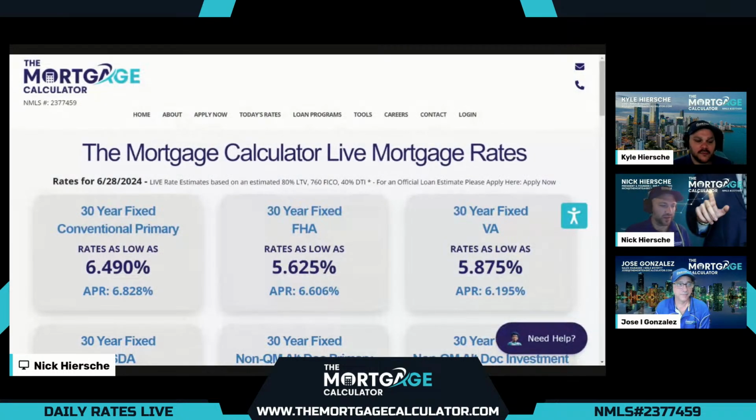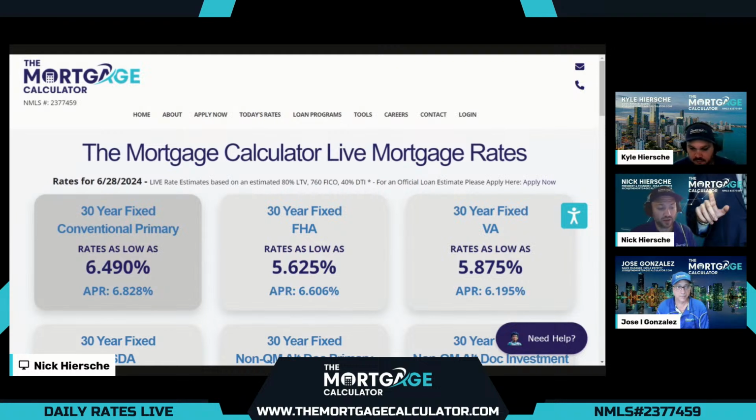All right, so some good news this morning, at least for rates. We saw yesterday and this morning that some of the rates are continuing to go down, and we see that reflected a little bit in the rates today. The first option we typically look at for most customers, and the most standard loan option, is the 30-year fixed conventional loan for a primary home. Rates as low as 6.49. APR comes in at 6.828 today. That's a touch lower than it was yesterday.